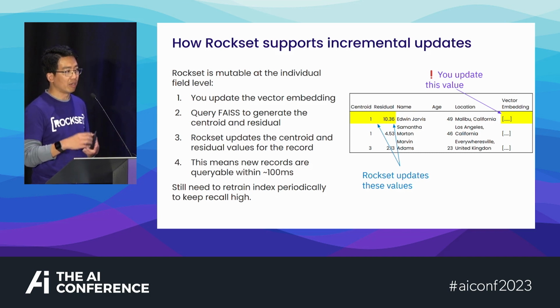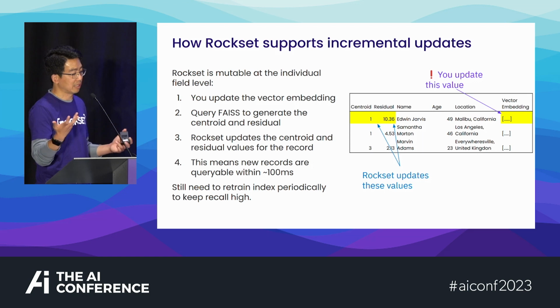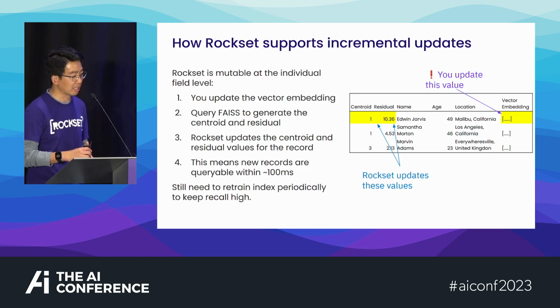And because RocksDB is the underlying storage engine and it gives us this mutability, once we update the vector embedding in our record, the centroids and residuals will automatically change and update, and you'll be able to query the new information and new data within several hundred milliseconds, usually. So again, the steps here: you update the vector embedding, we go out to Faiss to generate the new centroid and residual, and then Rockset will automatically update this in your record.